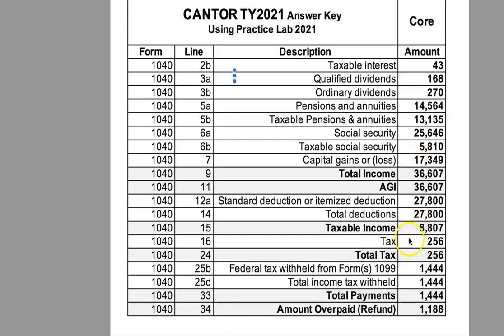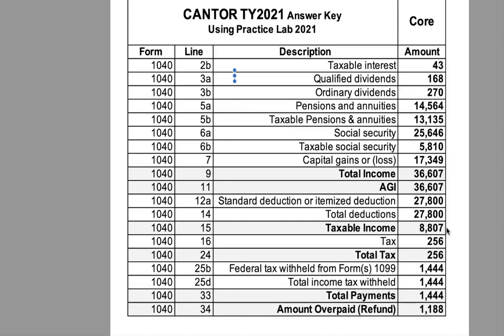Second thing is if we go down to the taxable income, so we subtract the standard deduction, to go down to the taxable income, we have $8,800 of taxable income. And the lowest tax bracket, marginal tax rate for federal returns is 10%. So you might think, okay, you have $8,807 of taxable income, so the tax should be $880, and it's not. It's $256.